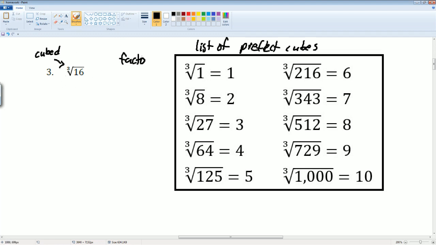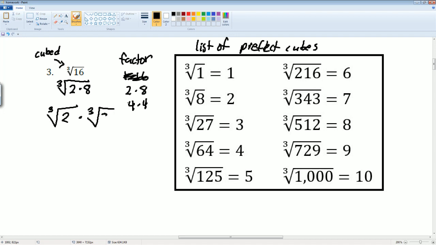All right. So let's list out its factors. Here are its factors. We are going to list out 1 times 16, 2 times 8, 3 times no, 4 times 4. Okay. All right. So 1 and 16, that doesn't work. What about 4? 4 isn't here. 4 is a perfect square, but not a perfect cube. 8, so let's break this down. So 16 becomes 2 times 8, right? And again, this is cube root, all right? So we have your cube root of 2 times your cube root of 8, okay?